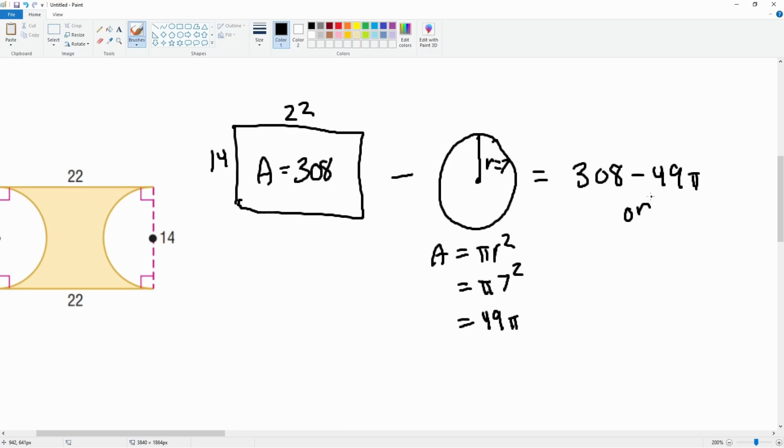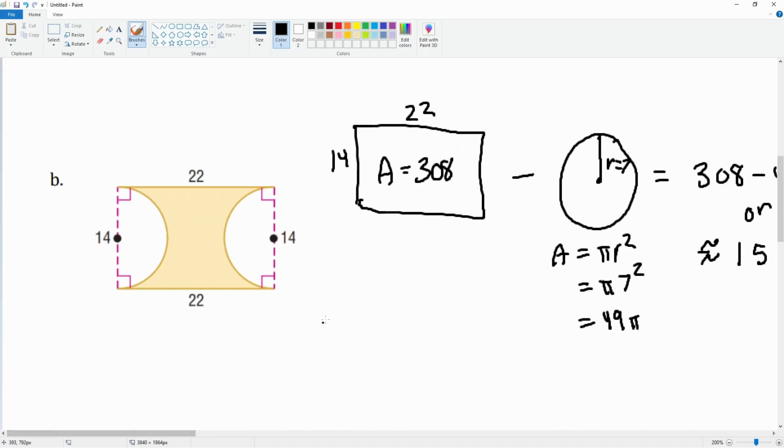Or if you actually plug that into the calculator, it is roughly 154.1. Okay, there you go. That is how you find the area of these composite figures.